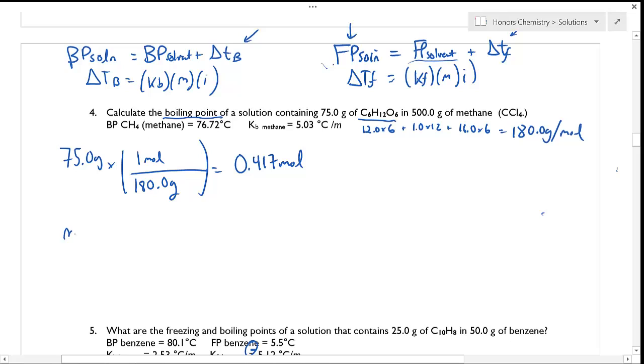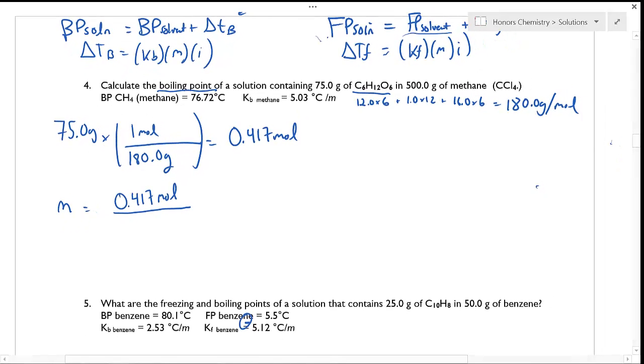And so now I find the molality. I take that number of moles and I divide by the kilograms of solvent. So I look at what my solvent is. It's methane. I have 500 grams, which again is 0.500 kilograms. And so my total molality then is 0.834 lowercase m, which is just moles per kilogram.